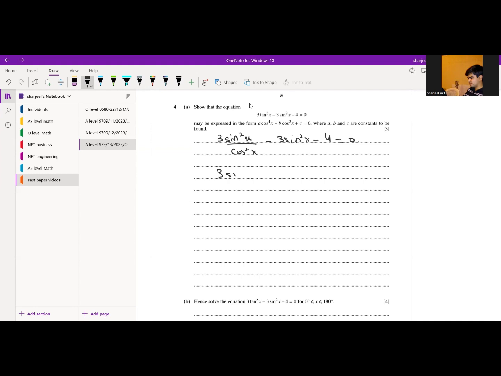So this will become 3 sin square x minus 3 sin square x cos square x, for cos square x equal to 0. Now we will substitute 1 minus cos square x equals sin square x. We will simplify it to get 3 minus 3 cos square x minus 3 plus 3 cos square x. Sorry, this will be minus 3 cos square x plus 3 cos 4x minus 4 cos square x equals 0.